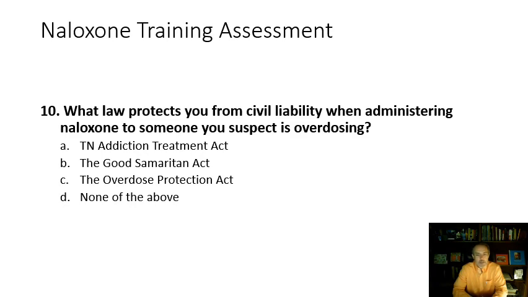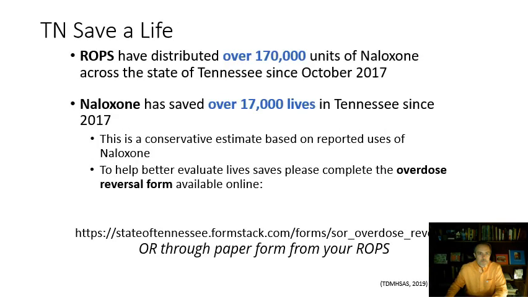Remember, the ROPES are a great resource, those Regional Overdose Prevention Specialists. They've distributed over 170,000 units of naloxone across the state of Tennessee since October 2017. Naloxone has saved over 17,000 lives in Tennessee since 2017, and this is a relatively conservative estimate based on the reported uses of naloxone. This doesn't include those times it was administered and not reported, which we suspect is numerous. To help better evaluate lives saved, please, if you have Narcan, complete the overdose reversal form available online, and the link to that is below.